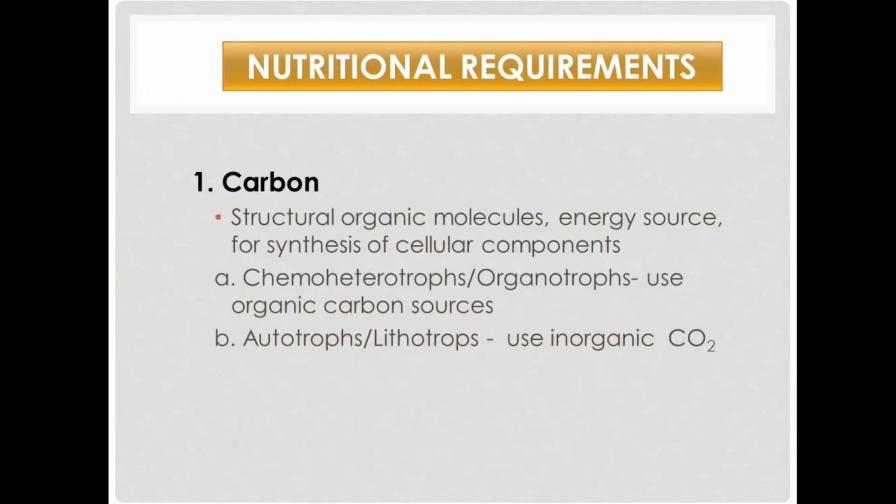Okay? So next is nutritional requirements. Bacteria or microorganisms need carbon. The purpose of carbon is for structural organic molecules and as an energy source for the synthesis of cellular components. Chemoheterotrophs or organotrophs use organic carbon sources. We also have autotrophs or lithotrophs, which use inorganic carbon dioxide. Please don't forget this. Organisms that use organic carbon sources, we call them chemoheterotrophs or organotrophs. Organotrophs, or organic, right? Autotrophs or lithotrophs use inorganic carbon dioxide.